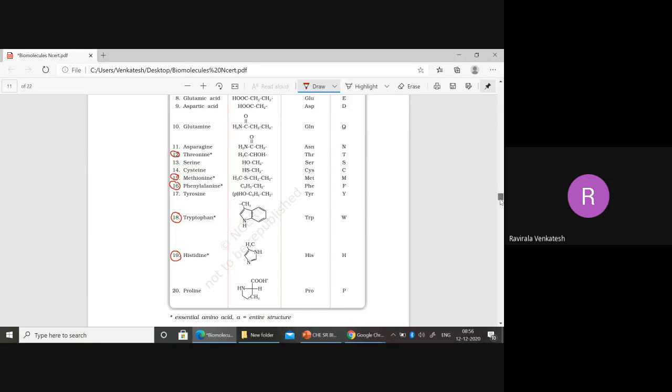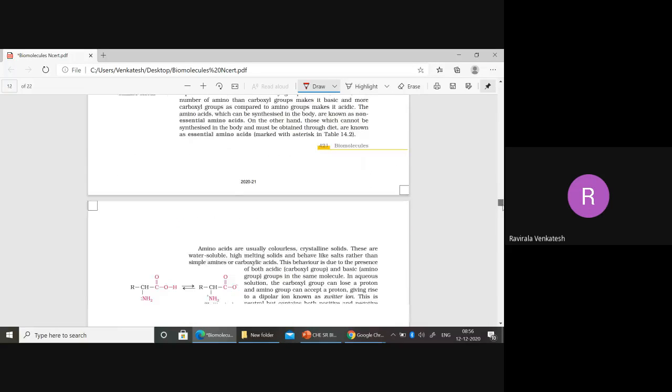And also similarly acidic and basic also. Remember that one also. Zwitterion definition is important for you. Definition of zwitterion, you have to remember.